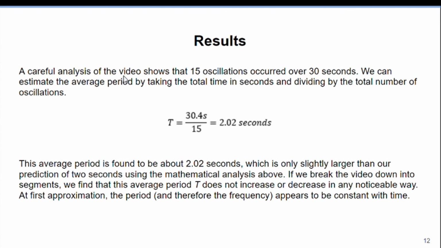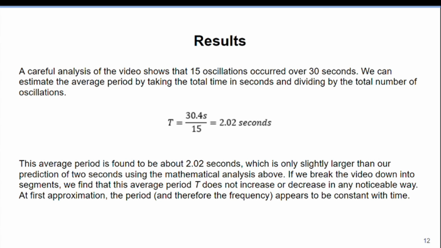Here we have the results. A careful analysis of the video shows that 15 oscillations occurred over 30 seconds. We can estimate the average period by taking the total time in seconds and dividing by the total number of oscillations. T is equal to 30.4 seconds over 15, and it's equal to 2.02 seconds. This average period is found to be about 2.02 seconds, which is only slightly larger than our prediction of 2 seconds using the mathematical analysis above.